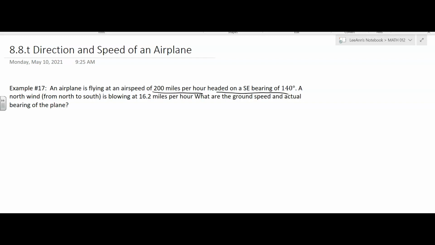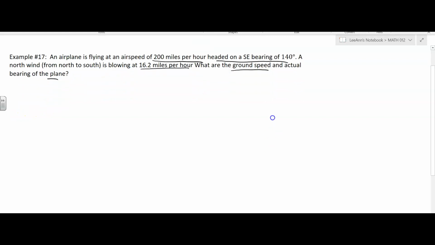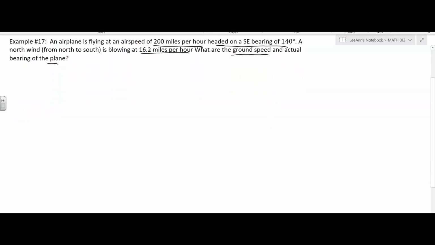A north wind from north to south is blowing at 16.2 miles per hour. So there's a wind, and that's going to be a vector as well, and it has a magnitude of 16.2. We'll talk about the direction in a minute. Now they want us to find the ground speed and actual bearing of the plane. There's a picture in the book, you can look at that. Sometimes they provide you with a picture, sometimes you have to draw your own picture.